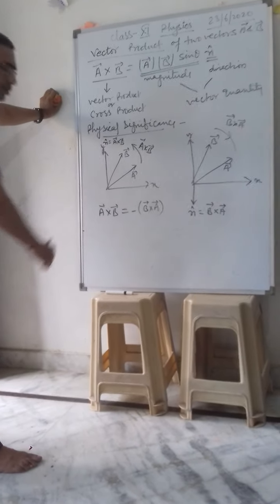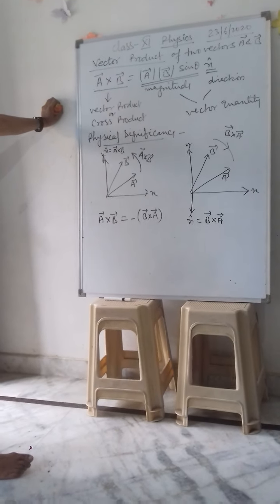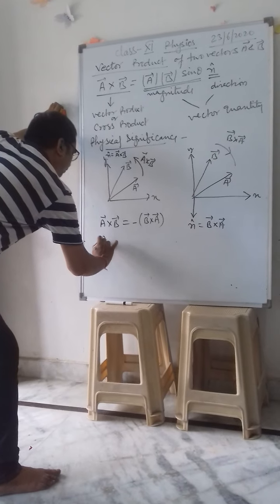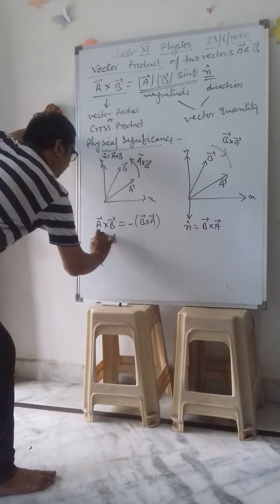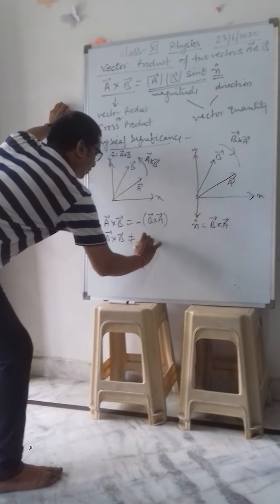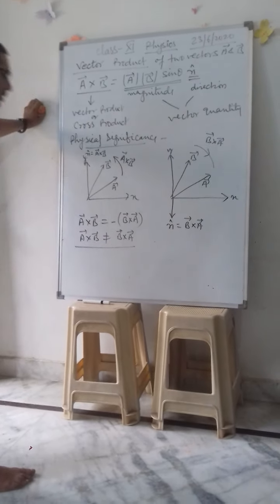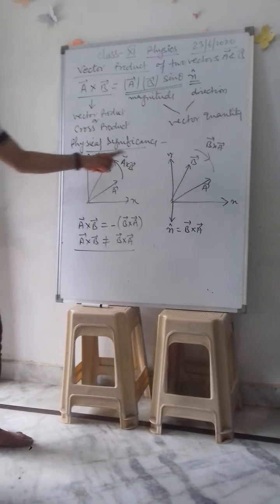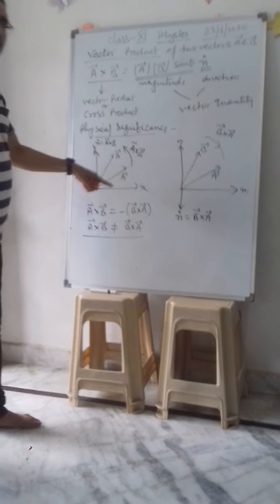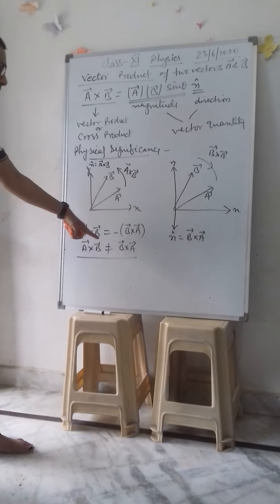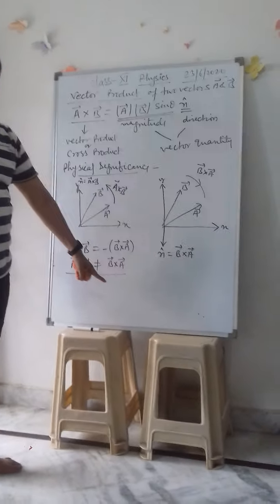This is not equal to A cross B and B cross A. Okay? A cross B is not equal to B cross A. This is the important relation. By this figure we can determine how A cross B is not equal to B cross A.